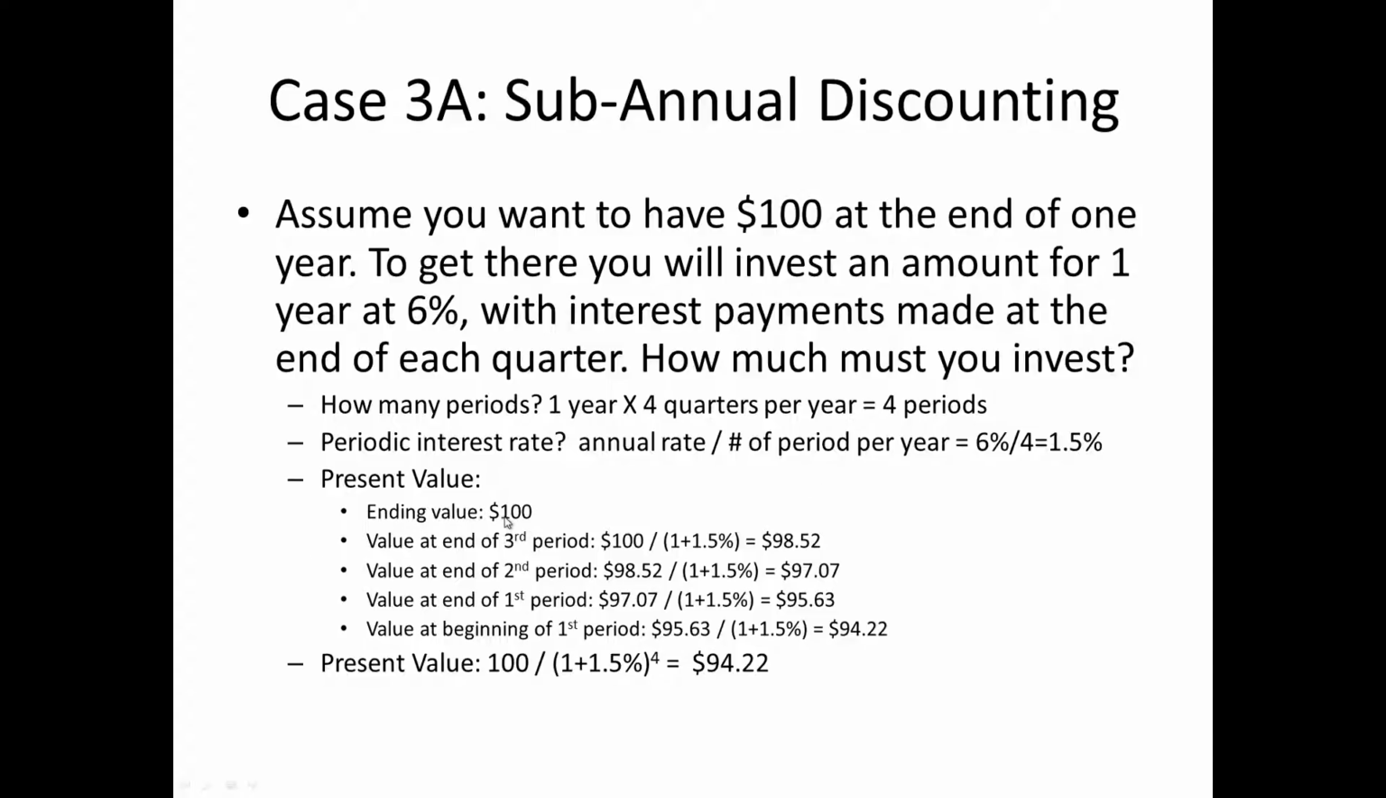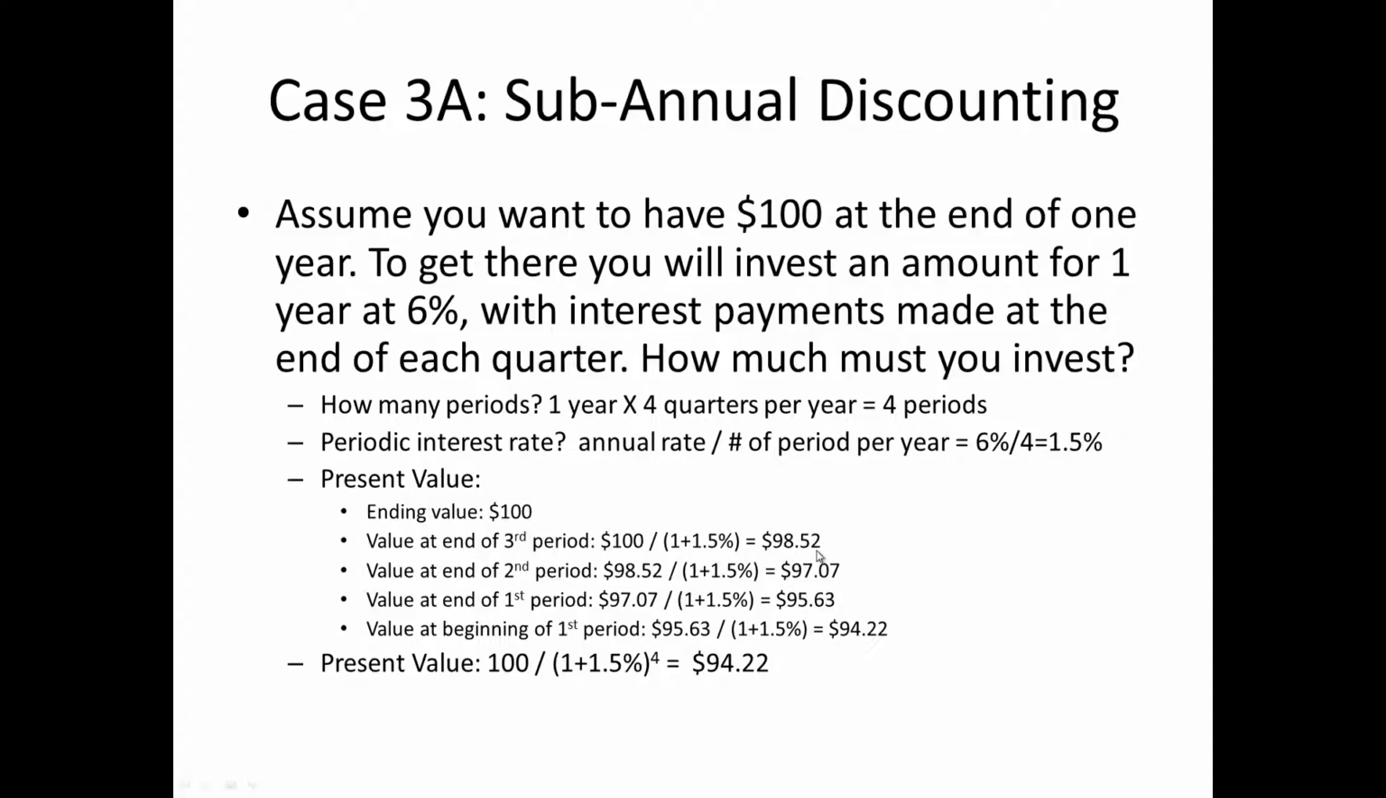So the present value, we would say, okay, the ending value is $100. So the value at the end of the fourth period is 100. Remember that period's a quarter here. Value at the end of the third quarter is $100 discounted back at 1 plus 1.5%. So remember that is 1.015. It is not 1.15. Okay, so you're discounting back at 1.015.